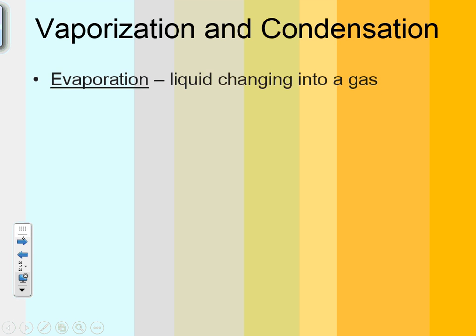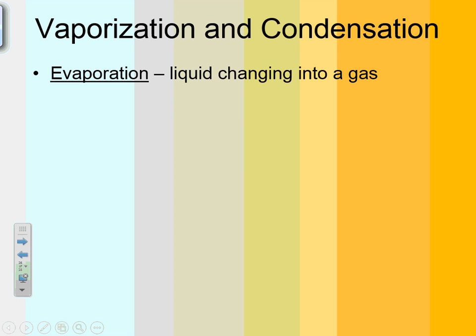If we go up to our next phase changes, we have vaporization and condensation. And vaporization is more evaporation. So evaporation is a liquid, and sorry for my goofy L's, a liquid going to a gas, and condensation is a gas going to a liquid.